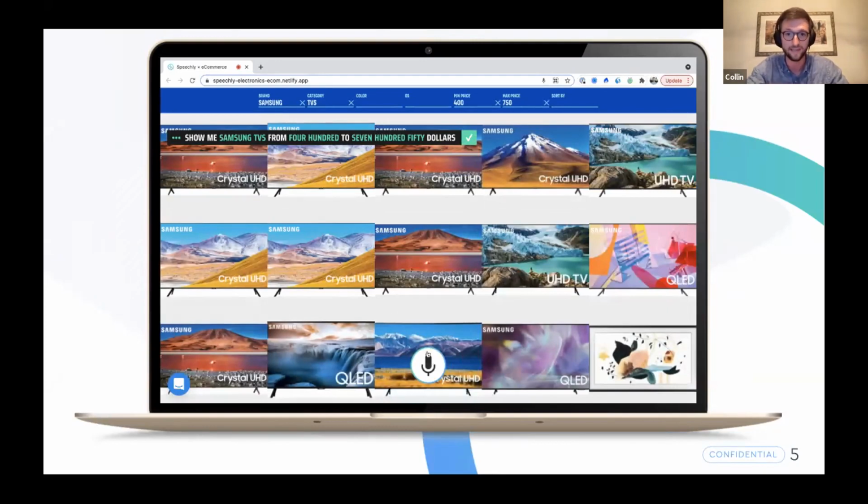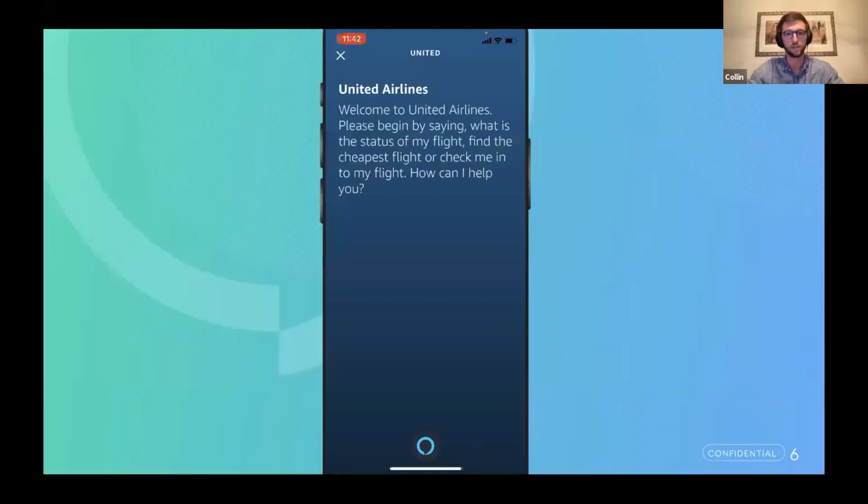Next, we're going to look at the task of booking flights. Although this is a heavily discussed use case, United has the only skill available using Alexa. So here's the United experience using the Alexa mobile app.